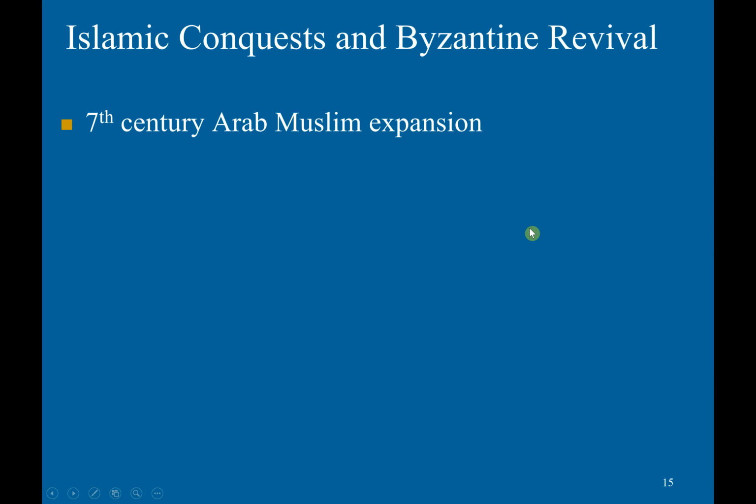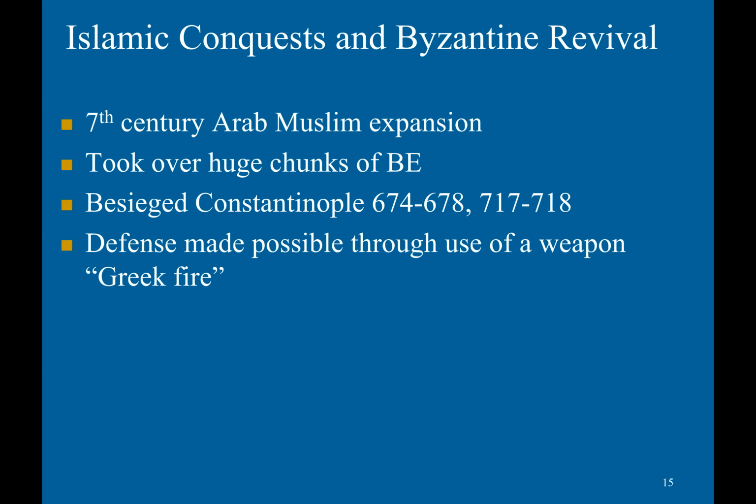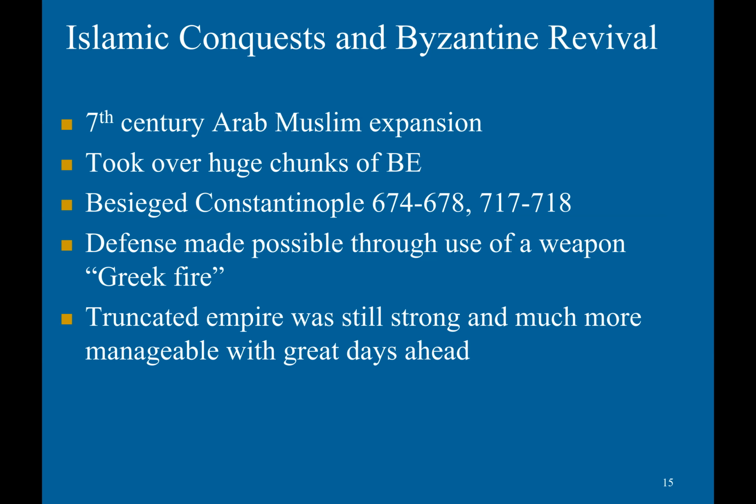In the 7th century, Arab Muslims began rapidly expanding their territorial control. They began to gobble up large chunks of the Byzantine Empire, and were even able to besiege Constantinople in 674 to 678, and later from 717 to 718. However, the Byzantines were able to successfully repel these invasions with the use of a weapon called Greek fire, basically a horrifying flamethrower contraption. Now, the empire was far from dead. In fact, this empire was still resilient and much more manageable. Plus, it had plenty of great days ahead.